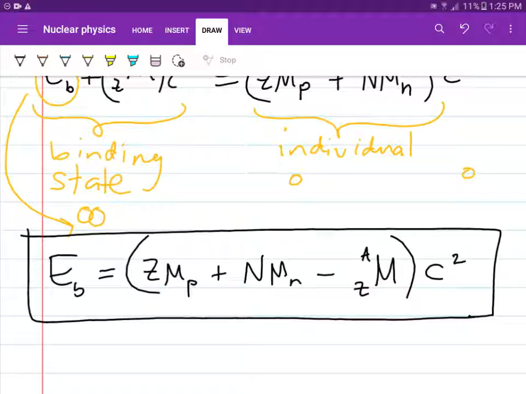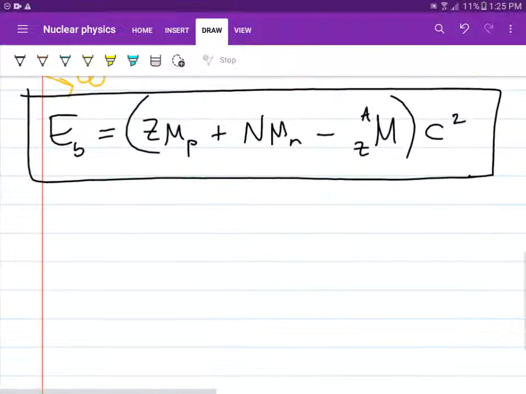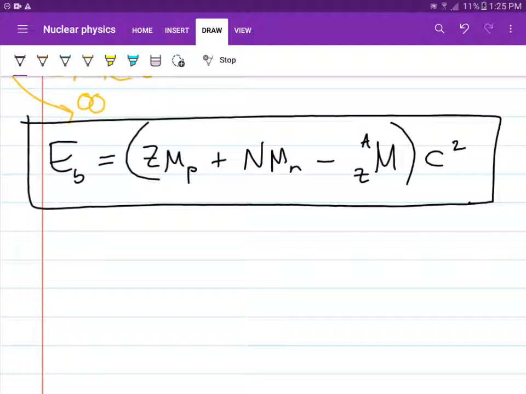Hello everyone. In this video we will be solving for the binding energy inside a deuterium nucleus. Deuterium, labeled H-2, has 1 proton, 1 neutron, and its mass number is 2.